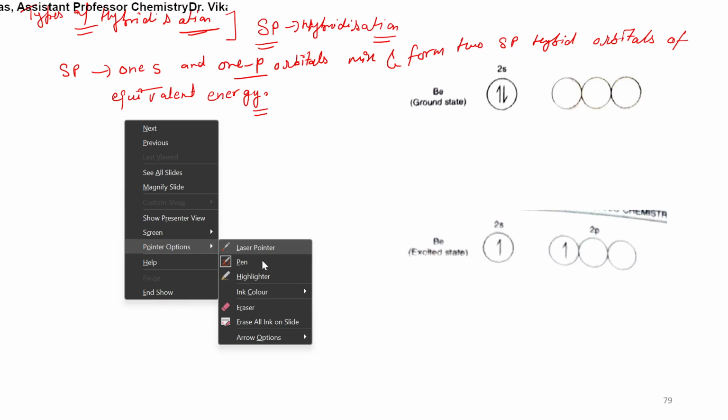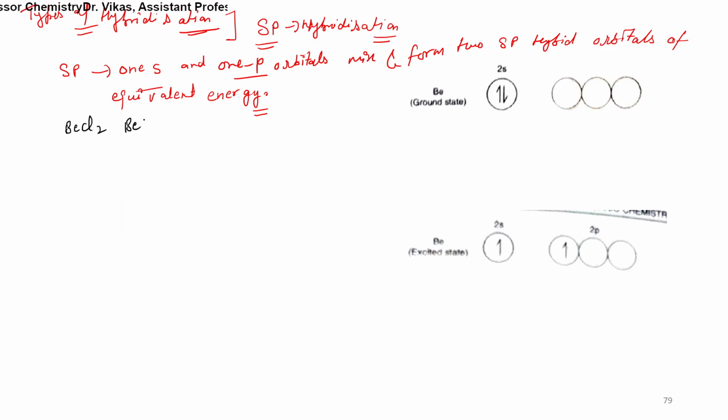like BeCl₂, beryllium dichloride, beryllium dihydride, yeah, beryllium dichloride. There are different types of molecules that show sp hybridization. So in all of these molecules, the metal is the same, beryllium.